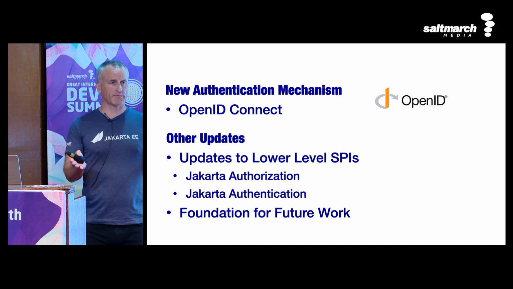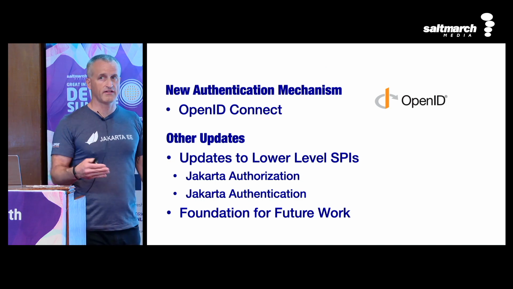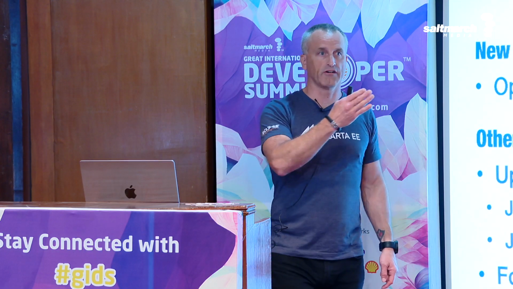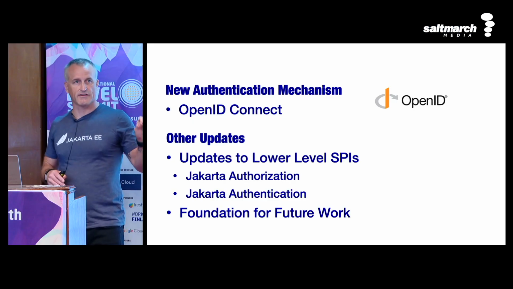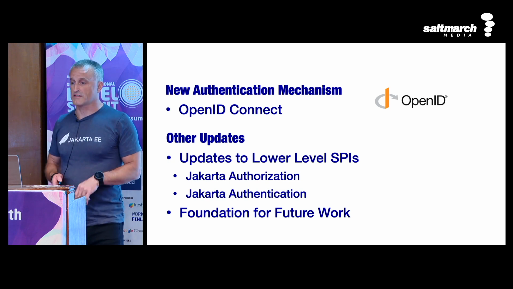And the security specification is actually 3 specifications. It's the security API that us application developers would use. And then we have Jakarta Authentication and Jakarta Authorization, which are sort of lower level SPIs used for the implementers, that we as application developers don't really need to care so much about. It's a foundation for future work. That's what they did with these specifications in this release.